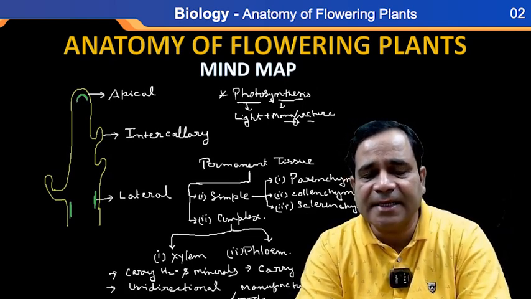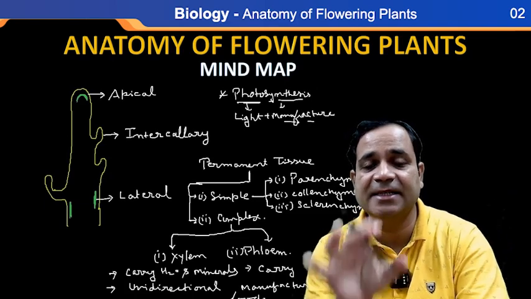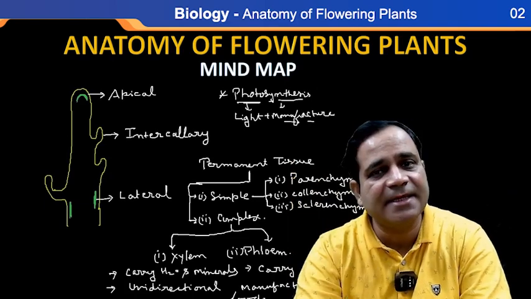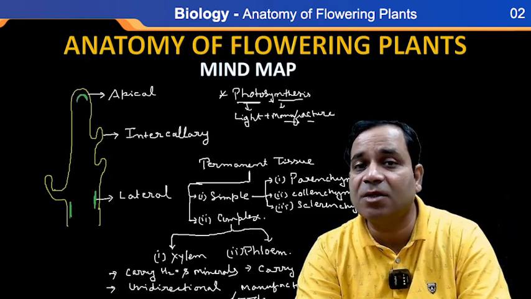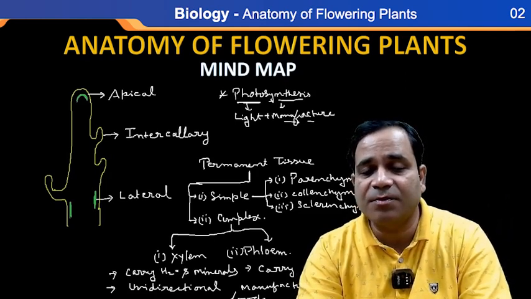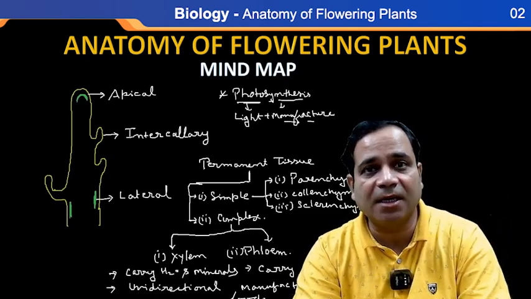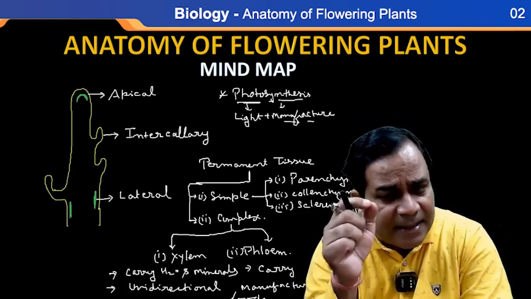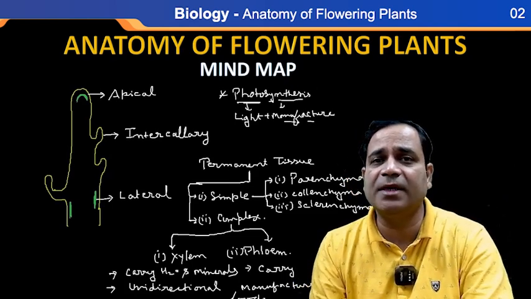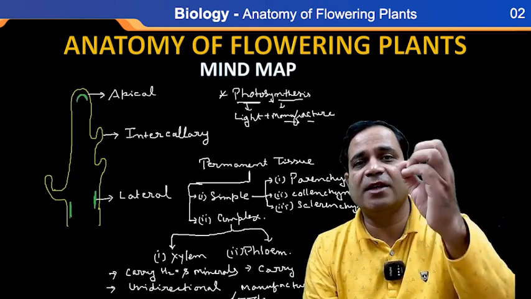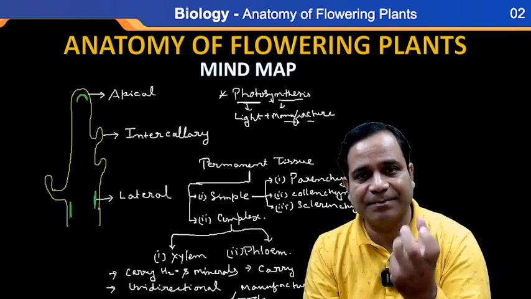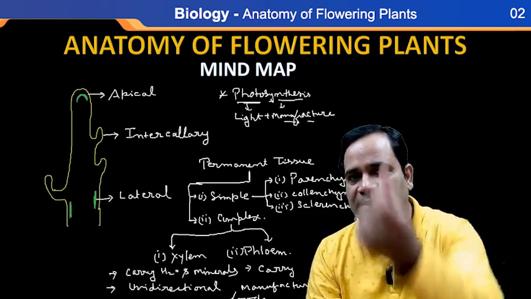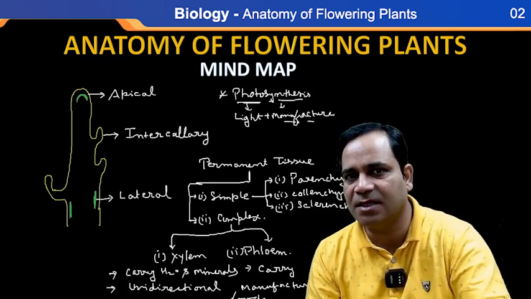Now the thing to know here is that this manufactured food is transported to each and every part of the plant. But the question is, how is this food transported? With the help of a conducting tissue, that is phloem. And the second notable point is that whatever manufactured food is made by the plants is not stored only in the leaves; it is transported to every part of the tissue.